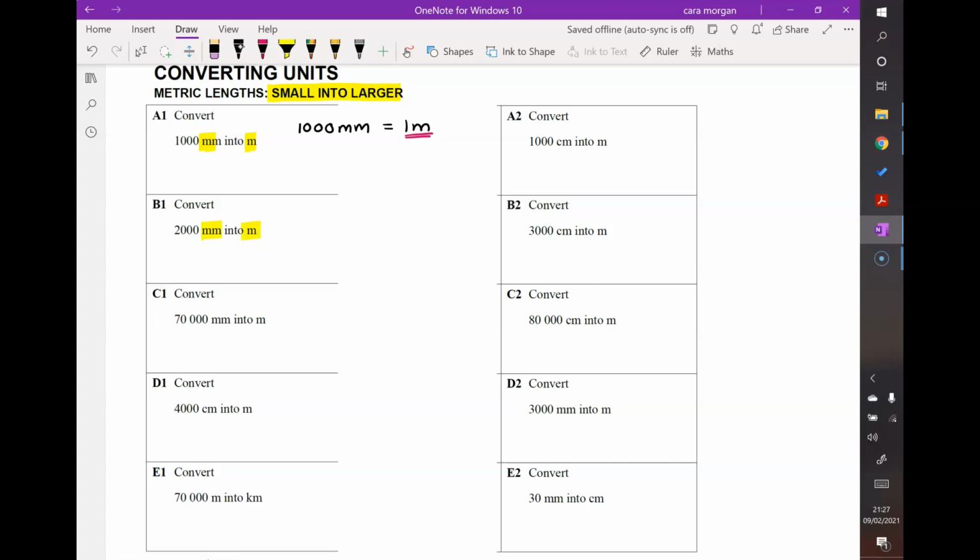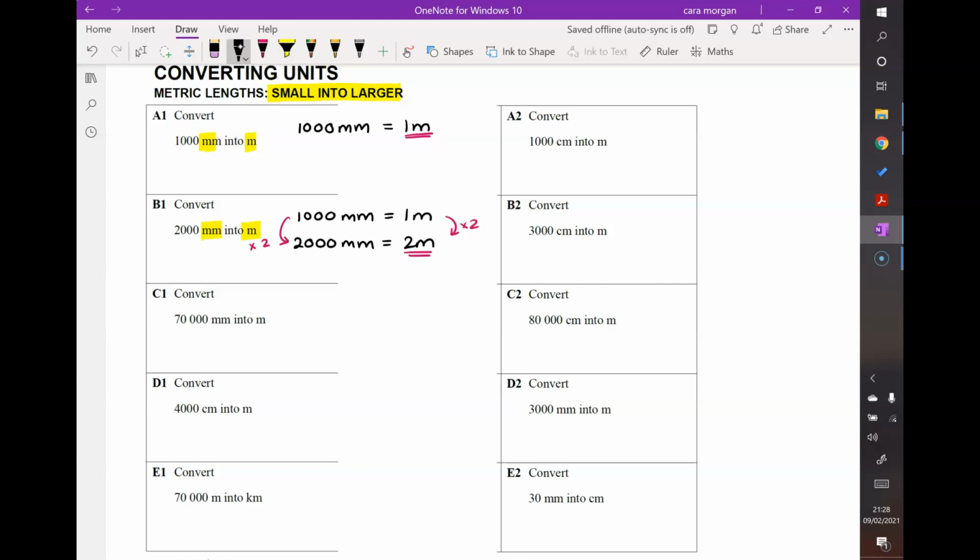I've got to convert millimetres into metres again for my next one. Well, I'm just going to start with my relationship. Every time I start with a relationship that I know. 1,000 millimetres is 1 metre. That must mean 2,000 millimetres is twice as big. I can see it's twice as big. It must be 2 metres.